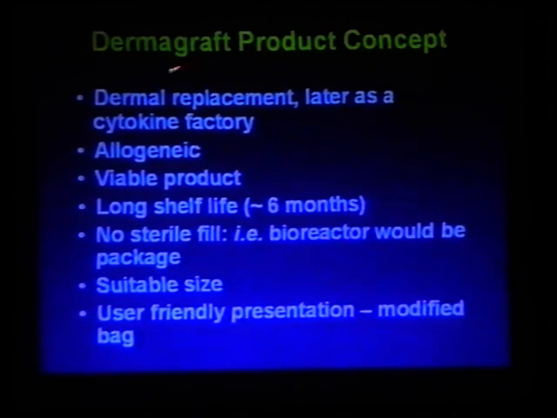So that begins with a product concept. And this was the product concept for Dermagraft. So Dermagraft was originally thought of as a dermal replacement. And in fact, it was originally developed for treatment of burns. Now that in fact didn't work out particularly well, so it was later seen as a cytokine factory. It was always going to be allogeneic. It was to be a viable product with viable cells in it.